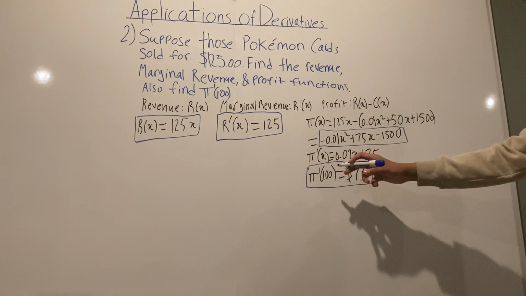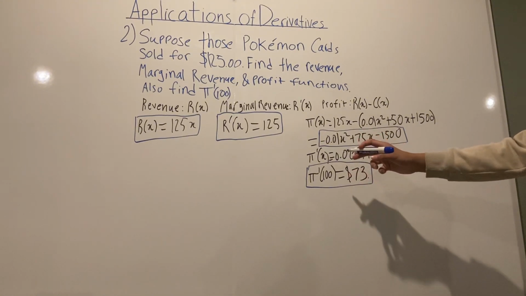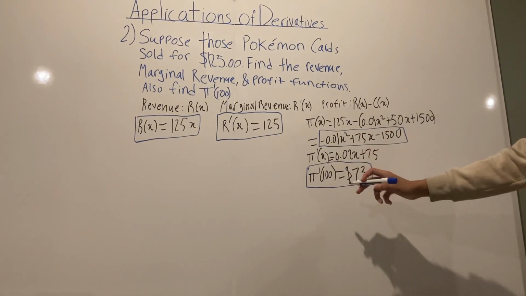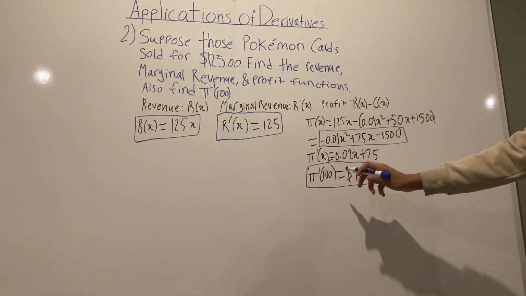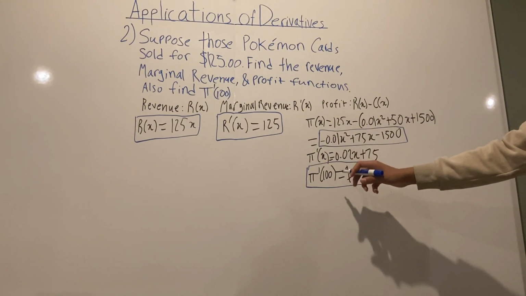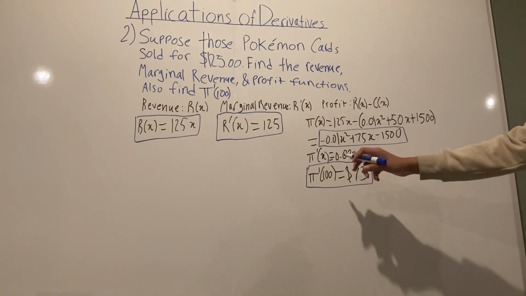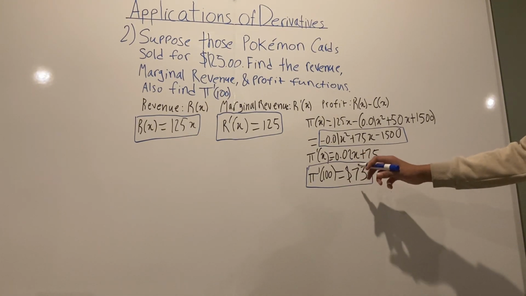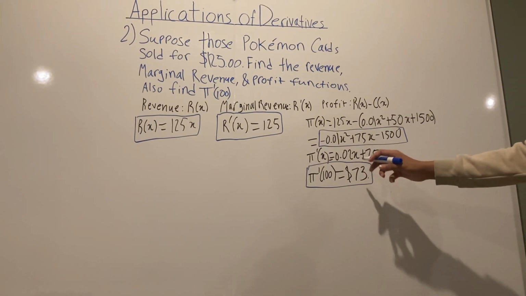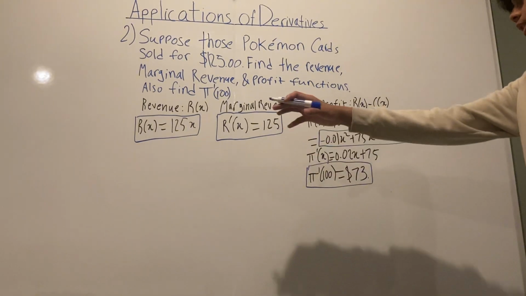And the marginal profit function is just the rate of change of the profit that you're getting, which in this case means that after you sell 100 Pokemon cards, the rate of change of profit is $73 per Pokemon card that you sell. So these are the final answers.